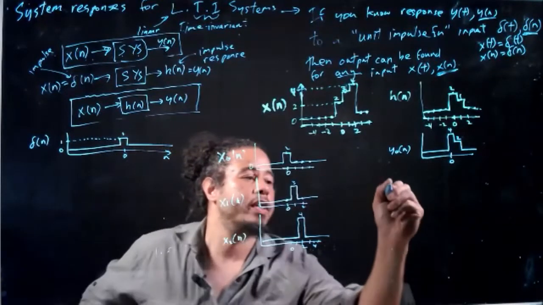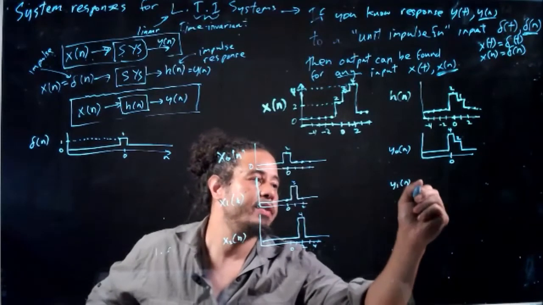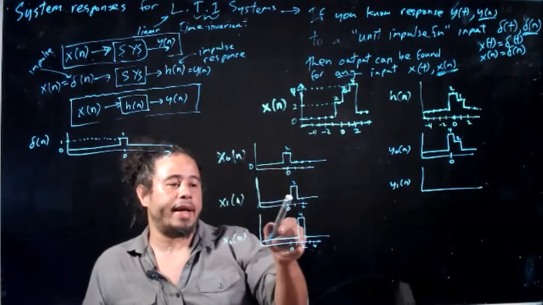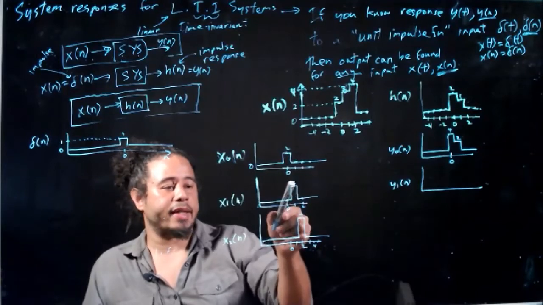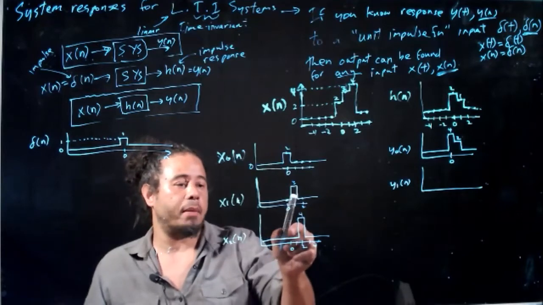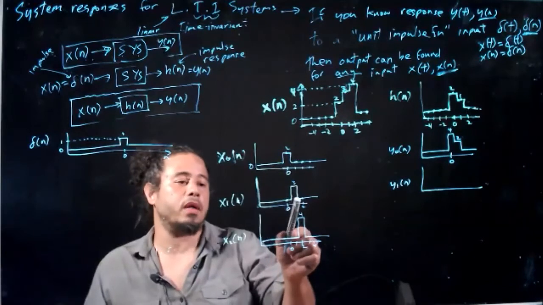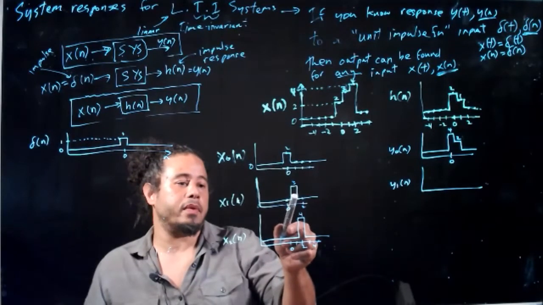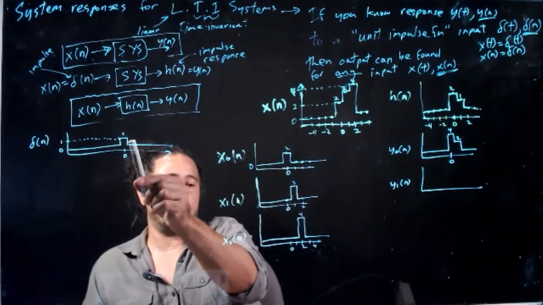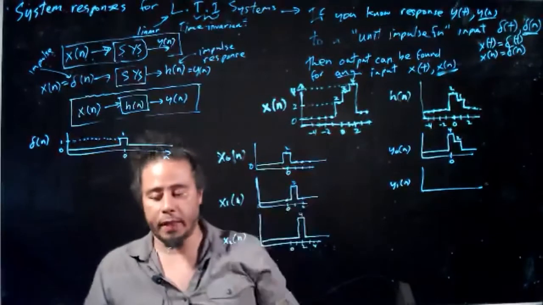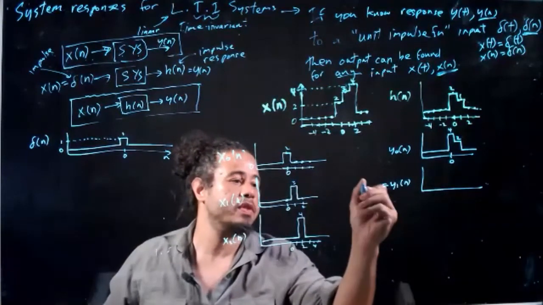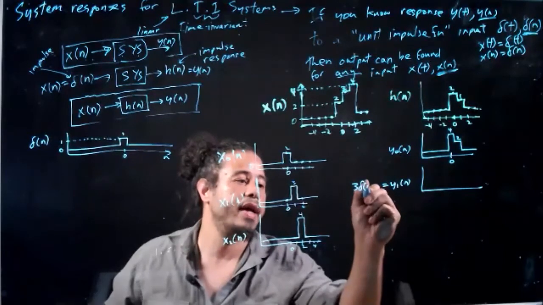Analogously, we could figure out what y1 of n is. For y1 of n, we have a unit impulse that's magnified by a factor of 3 and shifted to the right, or forward, by 1 unit. Time invariance says that if we have some input delta of n and we know the response to it, and we shift the input over by 1 unit, then the response would just also be shifted over by 1 unit. So if we wanted to be rigorous about it, y1 of n equals 3 times delta of n minus 1.